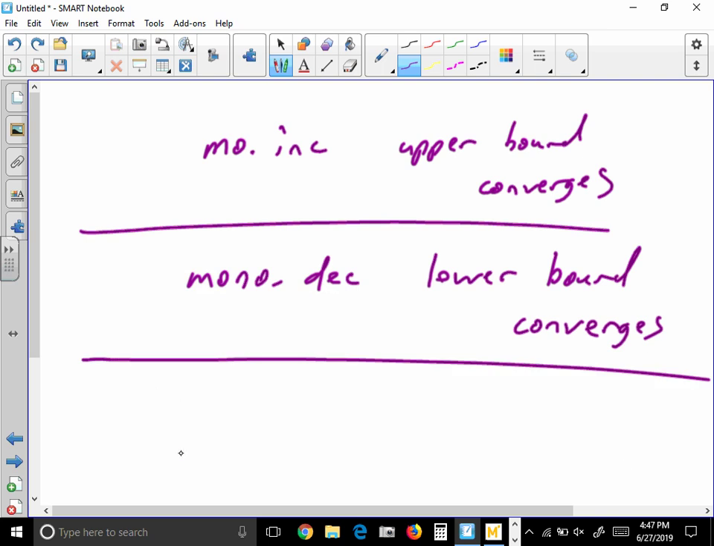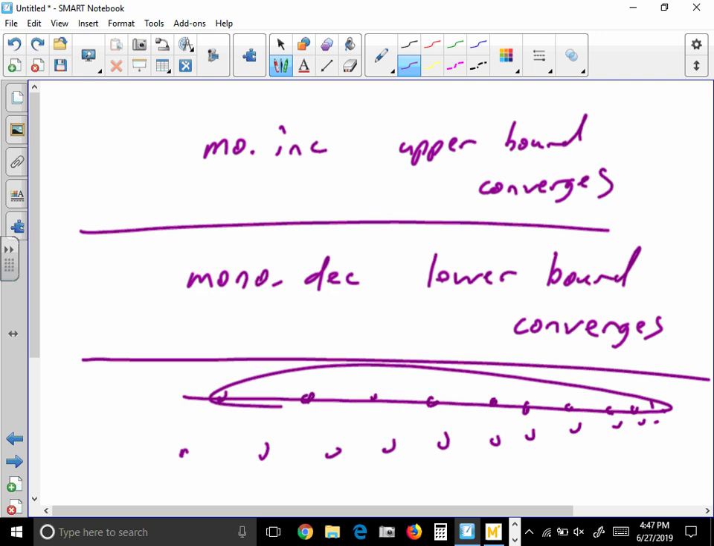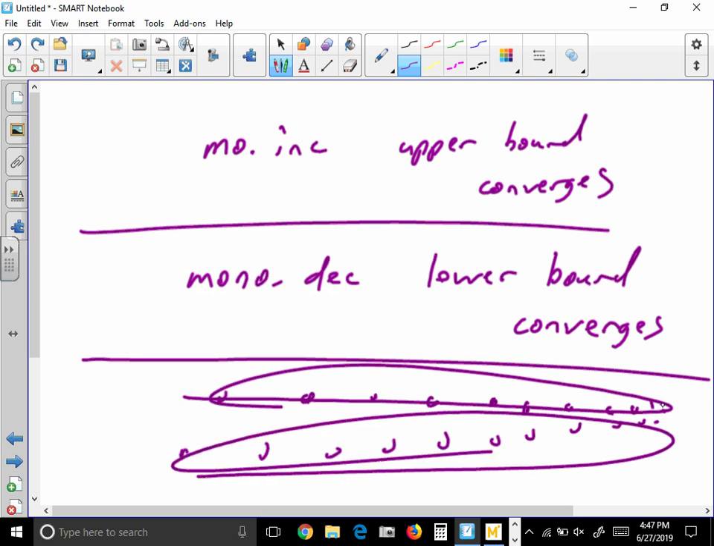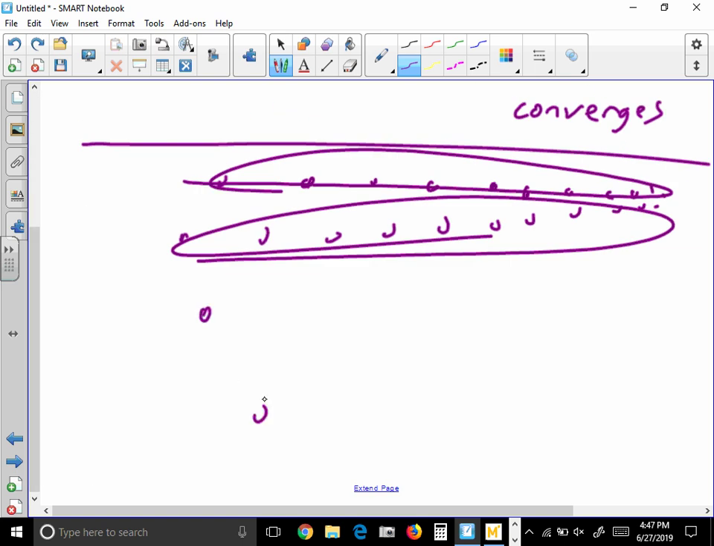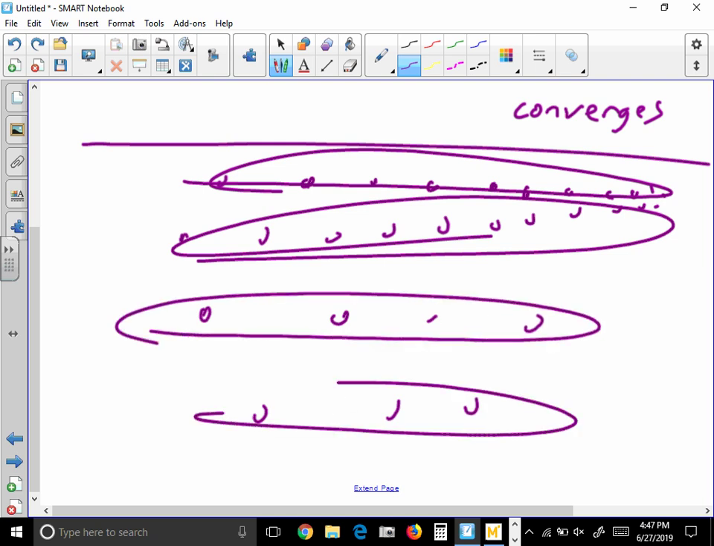If something's not monotonic, if it's bouncing back and forth, the only time that something that's bouncing back and forth converges is if both sides are approaching what? 0. If the top and the bottom are both getting closer and closer to 0, that would converge. But normally, if things are alternating back and forth, if both sides of the sequence are going to any number other than 0, then they would diverge.